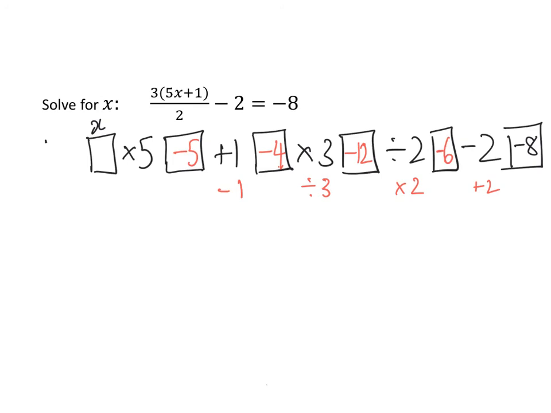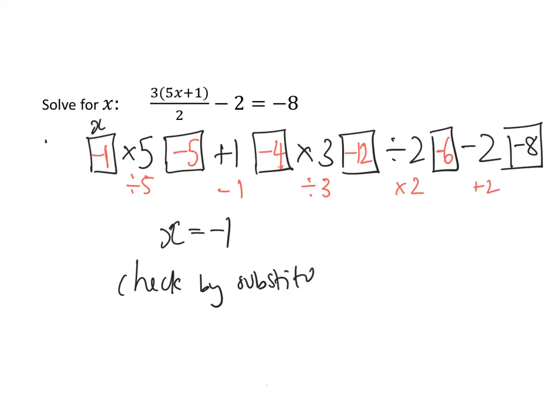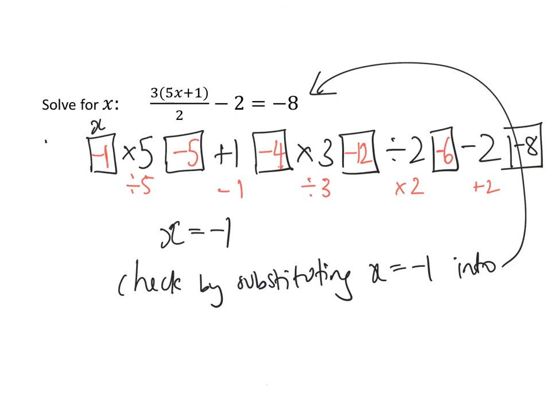Final step, we want to know what did we start with, so that when we multiply by 5, we got -5. That's the same as saying let's undo the multiplied by 5. So -5 divided by 5 is -1. So our answer is x equals -1. And I'll leave you to check that that actually works in the formula. So check by substituting x equals -1 into this formula up here, and you should get -8.